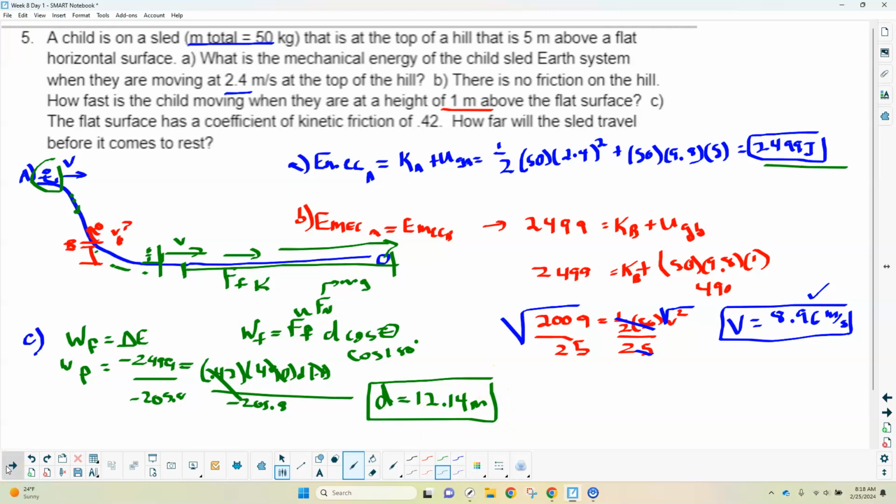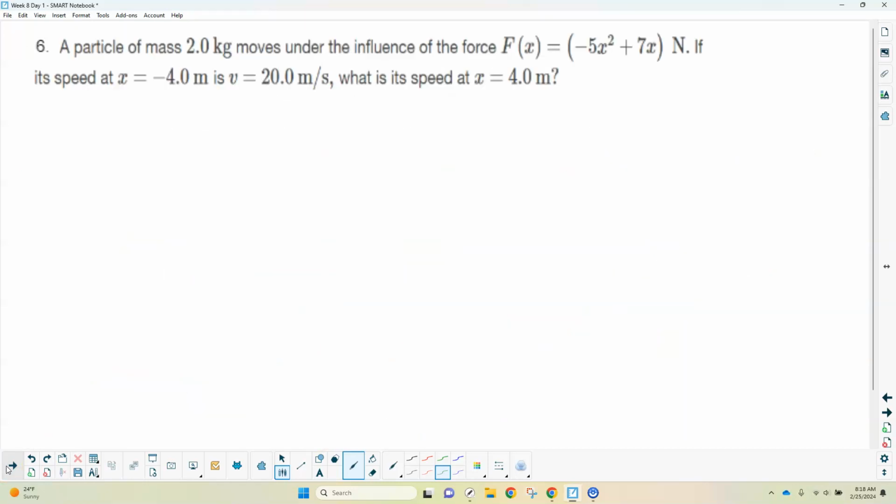Okay, a couple more problems, just 2 left. I would say this one is the most calculus-based one. It says a particle of mass 2 kilograms moves under the influence of force F of x, which is that. If its speed at x equals -4 is 20 meters per second, what's its speed at x equal to 4? So we're trying to find a speed at the end.